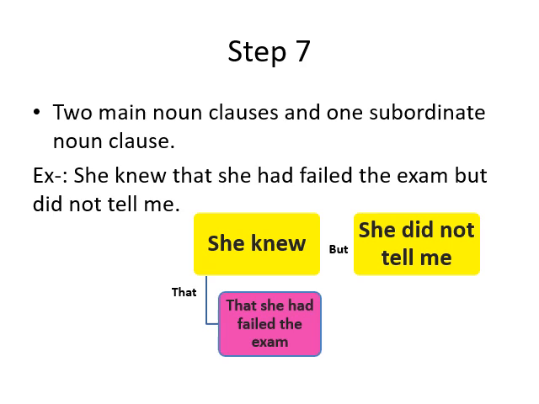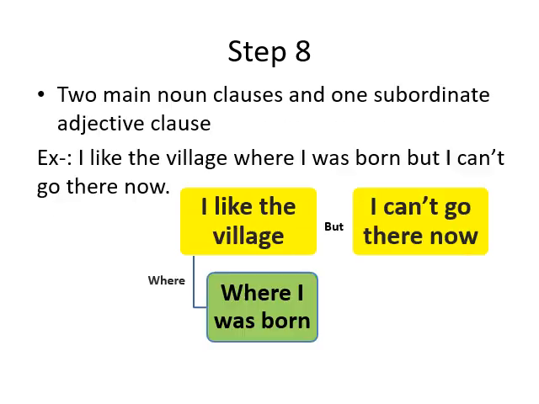Now we proceed to step 8. Two main noun clauses and one subordinate adjective clause. I like the village where I was born, but I can't go there now. So there are two independent ideas. One thing is I like the village, but I can't go there now. But there is one dependent clause which describes the village. What kind of village? My native village, where I was born. So where I was born is an adjective clause which describes the village.